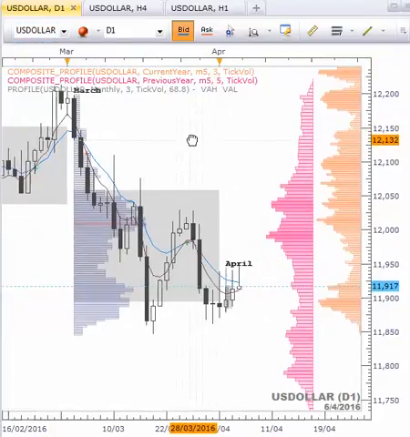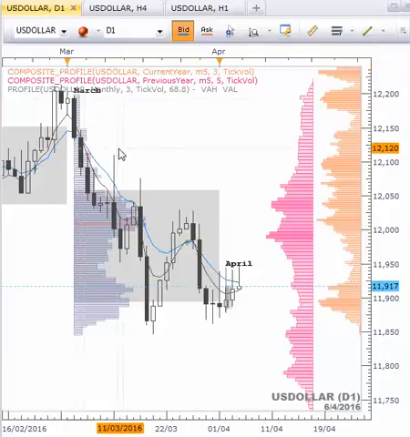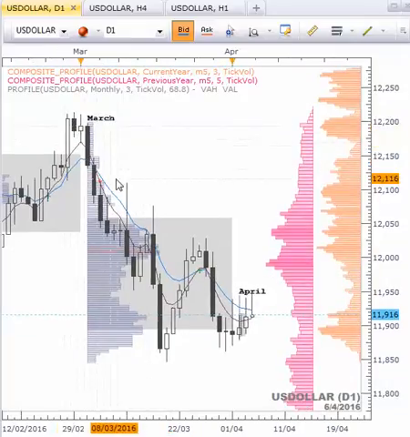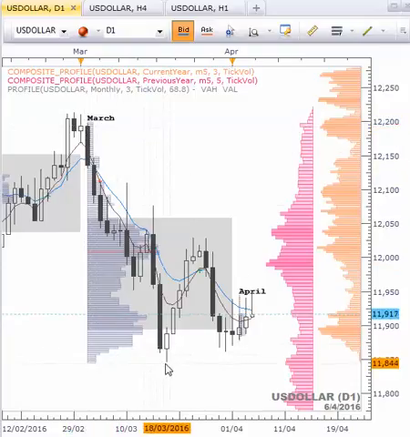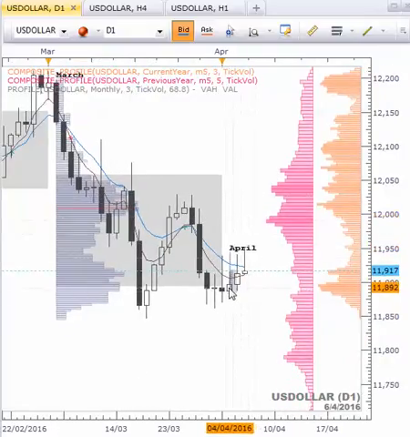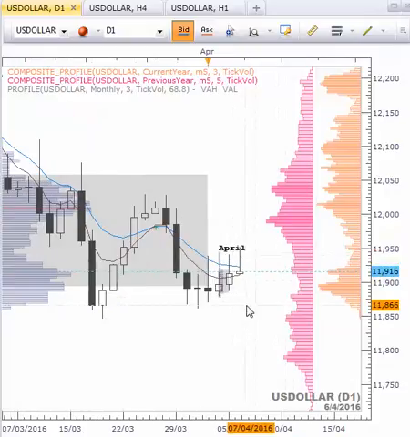So looking at the dollar index on the daily chart, from all of March the US dollar was falling. It went from 12,200 all the way down to 11,844. So far for April, it's been 3 days up, including today. So we're setting higher highs and higher lows for the first 3 days of April.